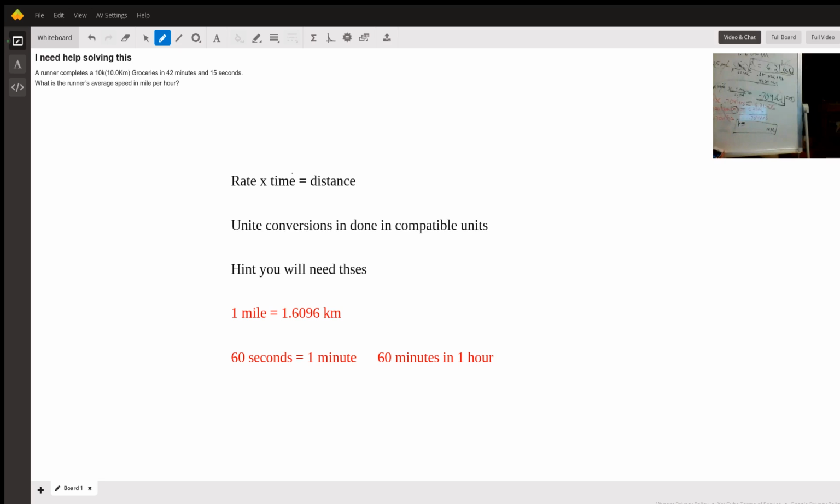You're going to get 6.21. Okay, so I have a rate of 1.42 miles per hour. Not the fastest 10K runner in the world, but hey, they got there. All right, so 1.42 miles per hour.